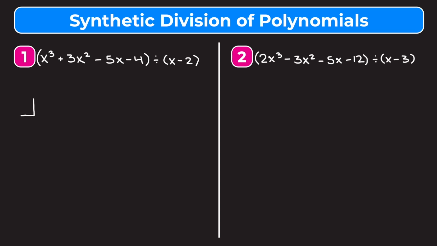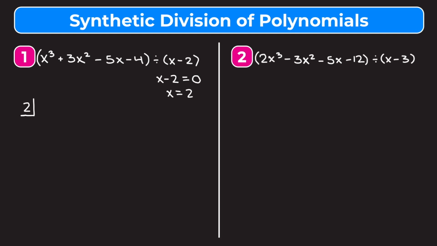So we're going to draw this little box, and now we have to figure out what number goes in this box. And to figure out what number goes in the box, we want to take whatever we're dividing by, so we're dividing by x minus 2. We want to set it equal to 0 and solve for whatever x value makes it equal to 0. So we're going to add 2 to both sides, and we're going to get that x is equal to 2. So now what we're going to do is put a 2 in this box over here.